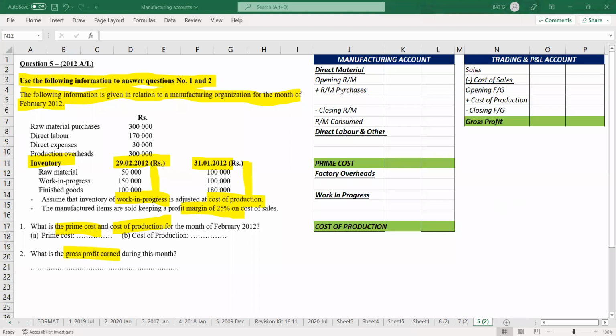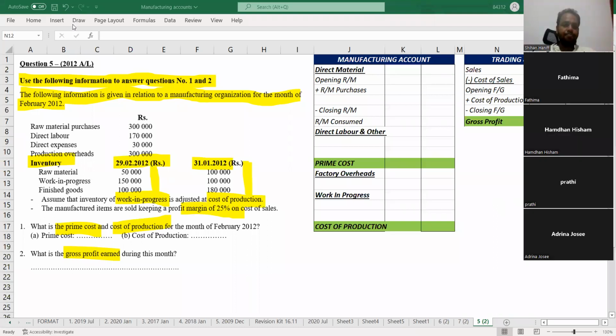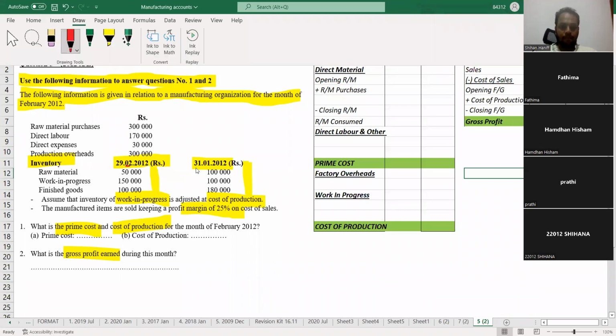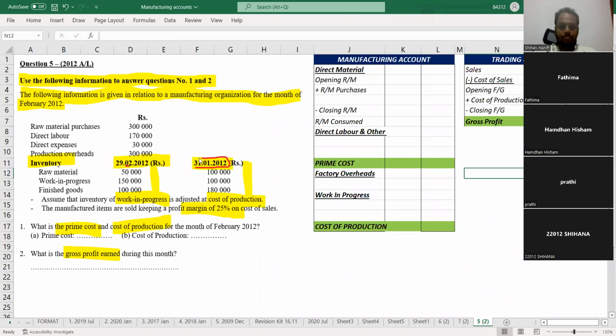There is a doubt. Which one is opening? Which one is closing? This is open. Check the date. February. Sorry. This is 31st January. I thought it's 31st March. Sorry. Okay, this is opening. It's my mistake.